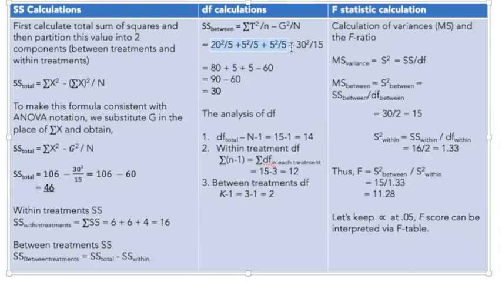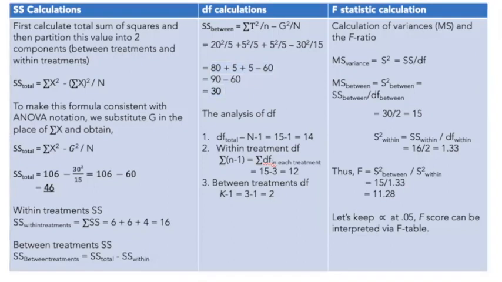Now minus the total G squared over N, that is 30 squared divided by 15. So the answer is 80 plus 5 plus 5 minus 60, that is 90 minus 60. Overall answer is 30.